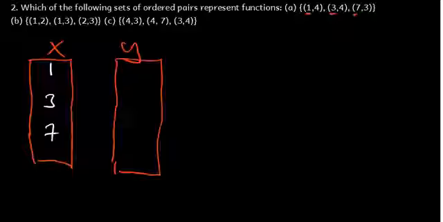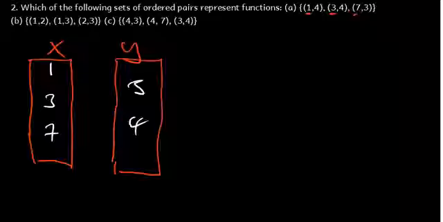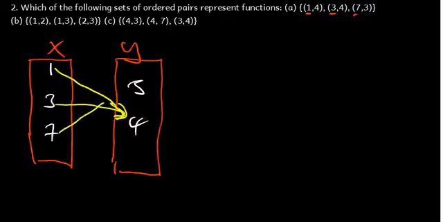The y values, we have got a 4, and so you start with 3. We have got a 3 and a 4. So let's see. 1 is mapped into what? 4. So 1 goes to 4. We put even arrows. Then 3 is going to 4. Okay, 7 is going to 3.